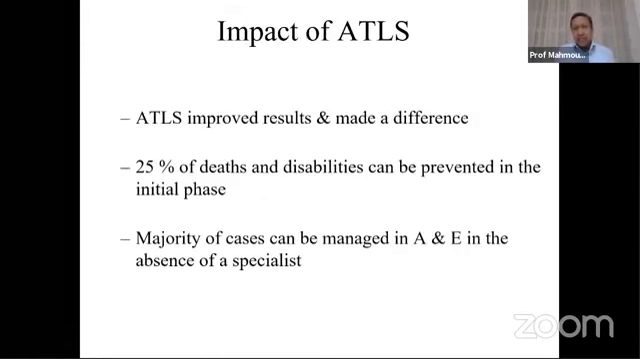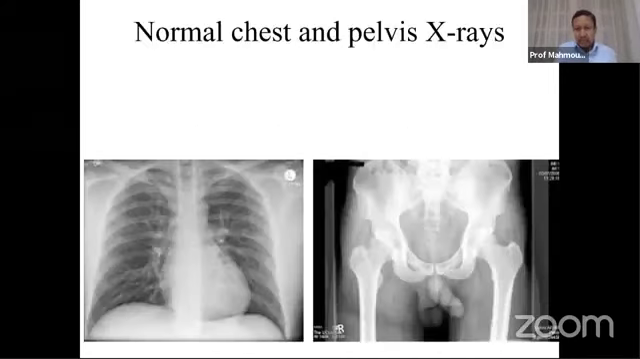The impact of the ATLS training, if you could improve the results and make a difference, especially in casualty, you don't need specialized doctors here in casualty. You just need people who are trained on how to do the initial management for trauma, so that they can prevent at least 25% of this and disabilities at this initial stage. Here is the X-ray of the chest and pelvis. We are orthopedic surgeons. We know how to read a pelvis X-ray, but we don't know well how to read chest X-ray.